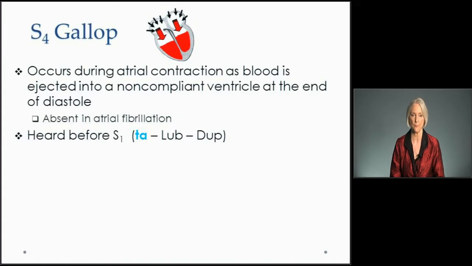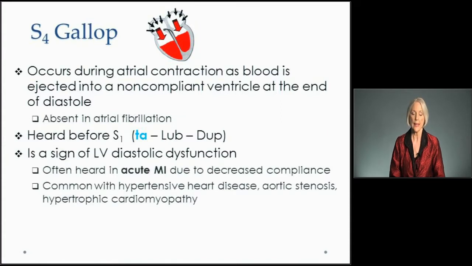So it's talubdup, talubdup, talubdup. And it's a sign of diastolic dysfunction or a stiff, non-compliant ventricle. And I have in bold on this slide, it's heard in acute myocardial infarction, and that's when you're going to hear a new onset S4. A patient may have chronic S4s when they have hypertension or aortic stenosis or hypertrophic cardiomyopathy or something that's an ongoing problem. But if somebody has an acute infarction, their ventricle will often become very stiff and non-compliant because of the ischemia, and you may hear a new onset S4 gallop.